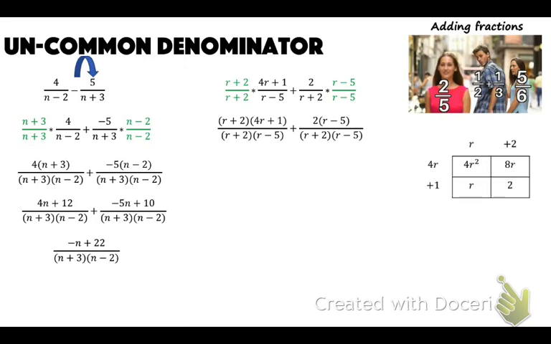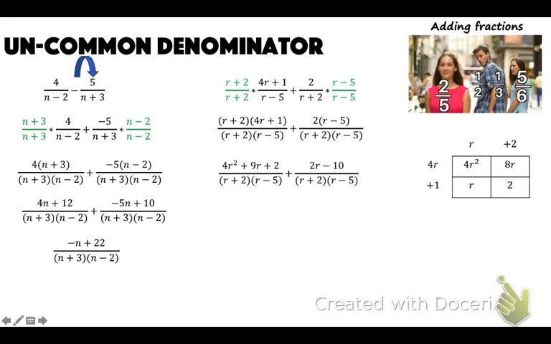Well, this part right here, we need to use the box. Sorry, you can't see where I'm clicking or pointing. Right there, we have to use the box. And when we do that, you end up getting r squared plus 9r plus 2. Or you could use distribution to do that.